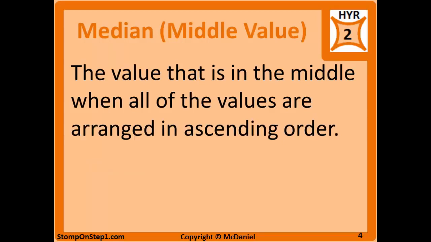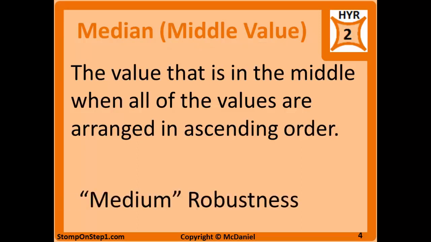The next measure of central tendency is median, which can just be thought of as the middle value. The median is the value that is in the middle when you arrange all of the values in ascending order. And the median is in between the other two with regard to how robust it is.